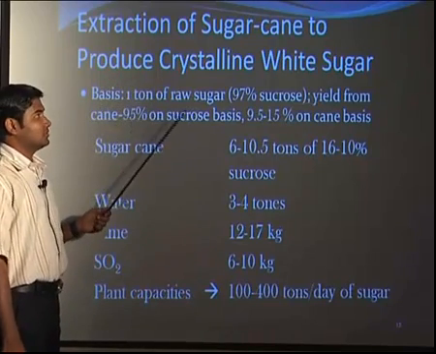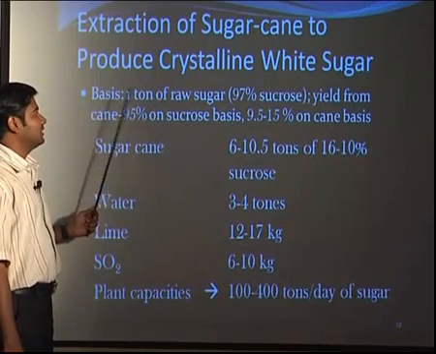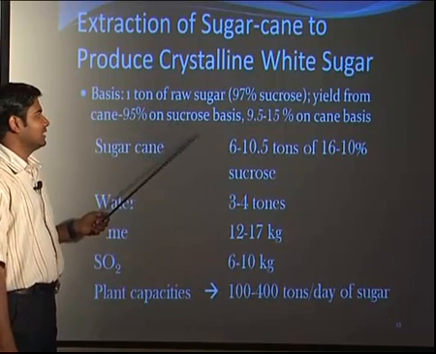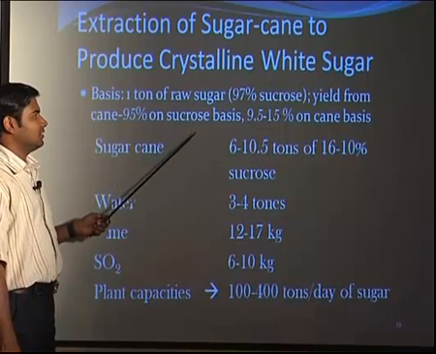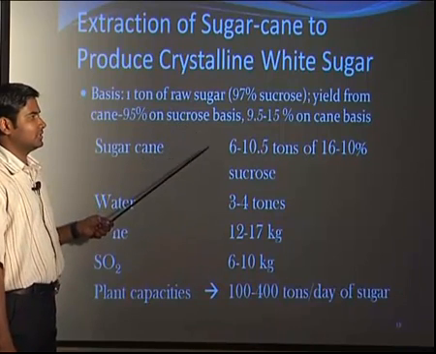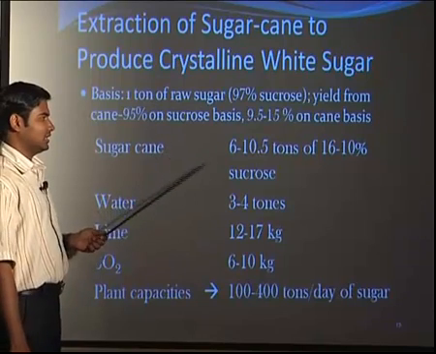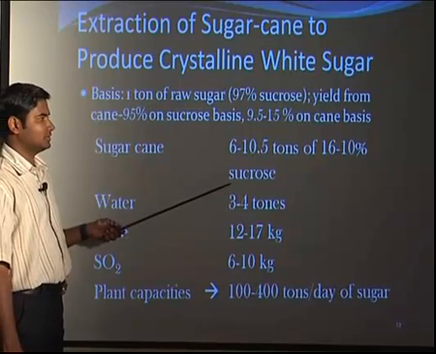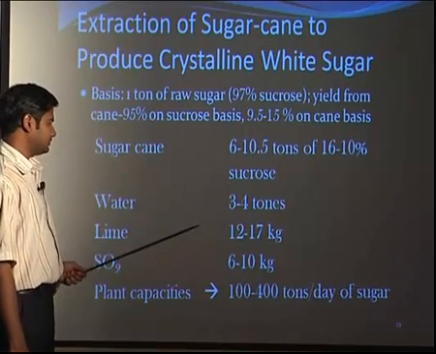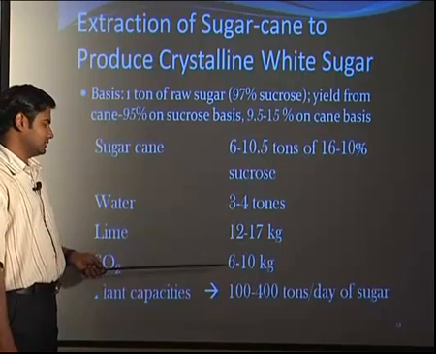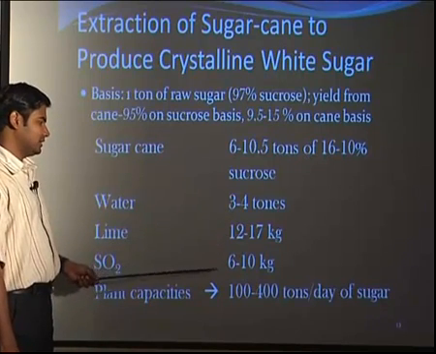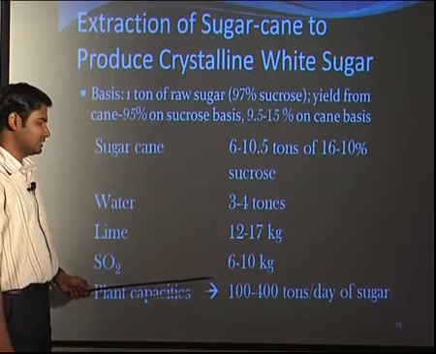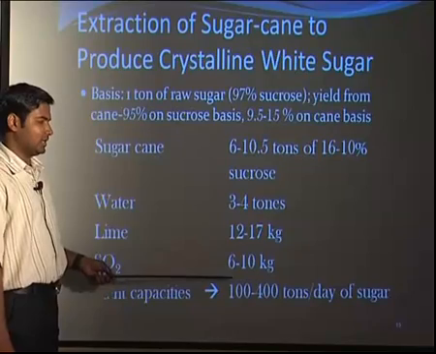The extraction of sugar cane to produce crystalline white sugar. So if you are producing 1 ton of raw sugar, that is 97% sucrose, with yield from cane of 95% on sucrose basis and 9.5 to 15% on cane basis, then sugar cane requires 6 to 10.5 tons, or 10 to 16% of sucrose in the sugar cane. Then water will require 3 to 4 tons, then lime 12 to 17 kg, then sulfur dioxide 6 to 10 kg. The plant capacities generally vary from 100 to 400 tons a day of sugar.